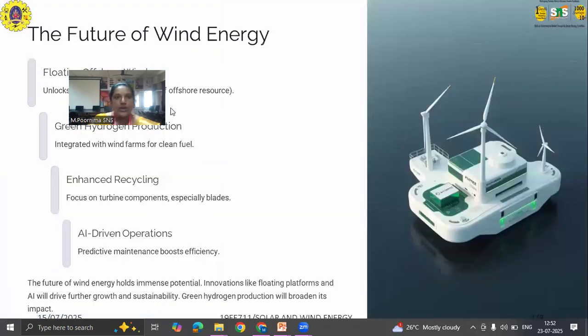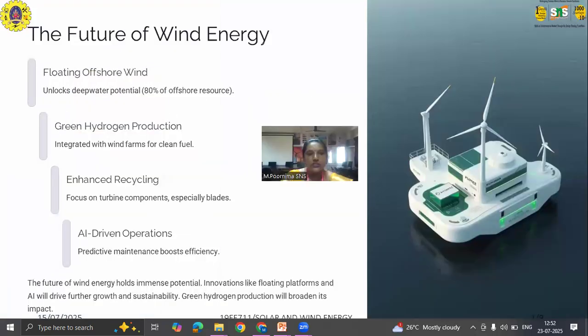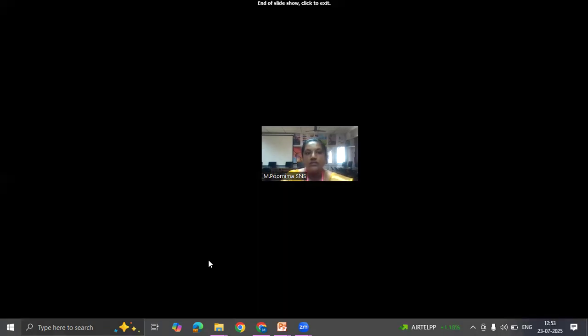Finally, the future of wind energy: floating offshore wind, green hydrogen production, enhanced recycling, and AI-driven operations. AI-driven operations are the main thing, enabling predictive maintenance, which is very important and boosts efficiency. These are wind turbines.